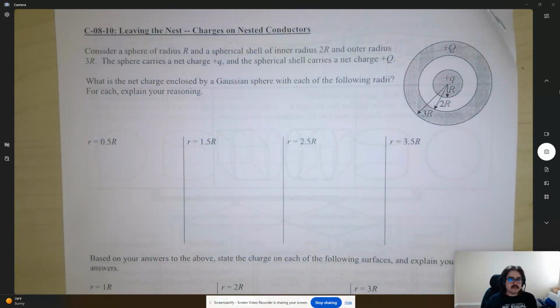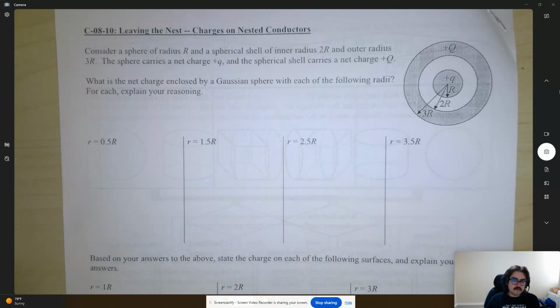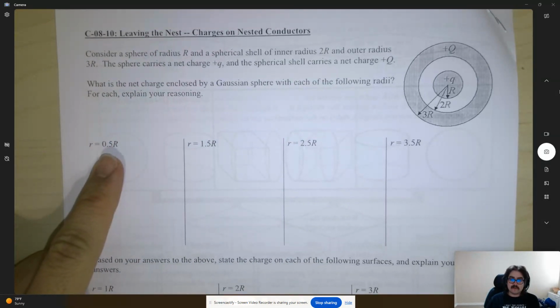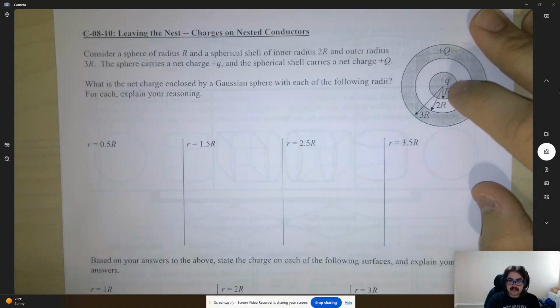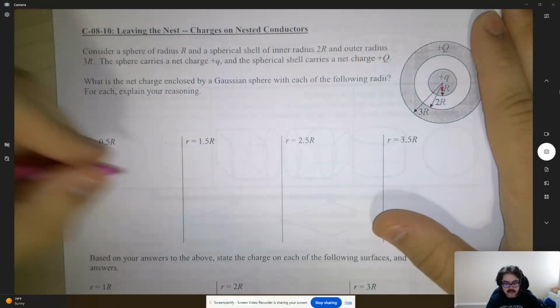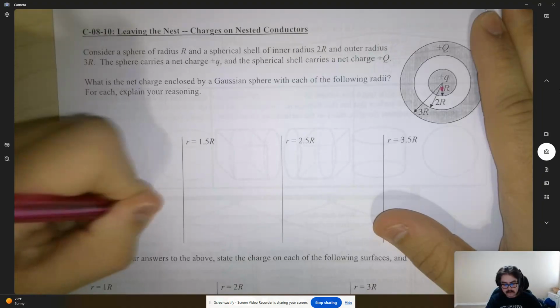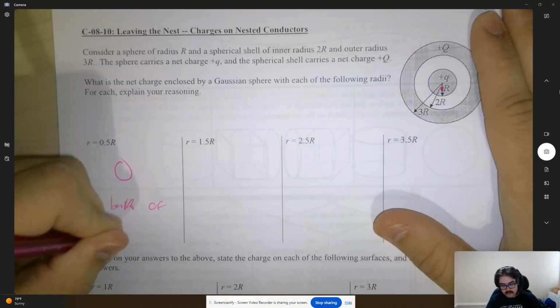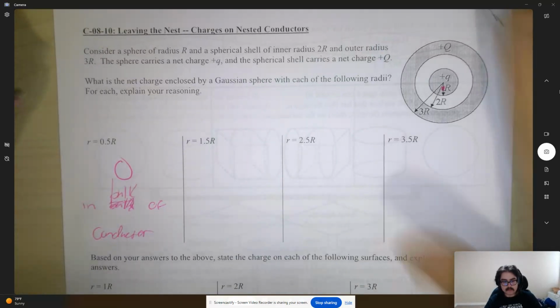Consider a sphere of radius r and spherical shell of inner radius 2r and outer radius 3r. The sphere carries a net charge positive q, and the spherical shell carries a net charge positive big Q. What is the net charge enclosed by a Gaussian sphere for each of the following radii? So if we have half of r, that means that we are inside of the inner sphere. And so we're in the bulk of a conductor, so we'd say 0, because we're in bulk of conductor. Okay?